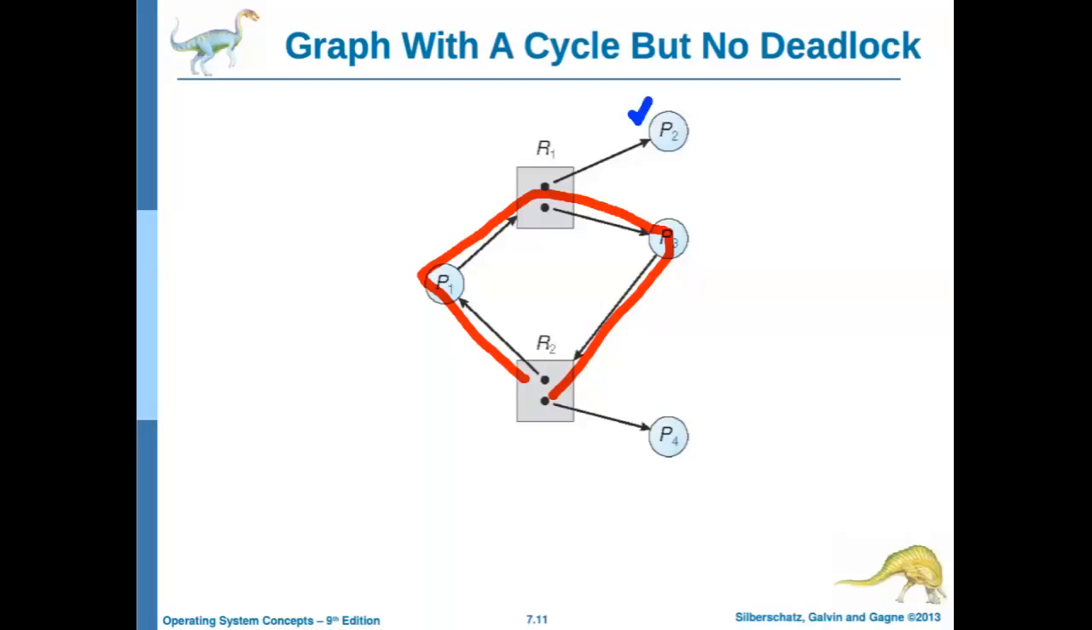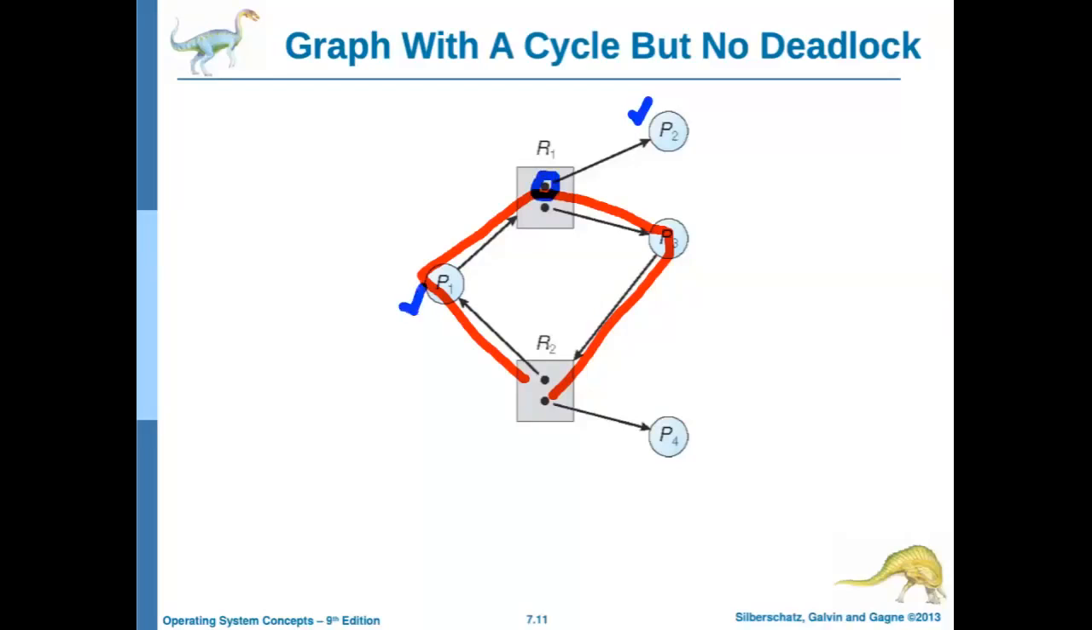Once P2 has finished this instance, maybe it will be taken by P1, then P1 will continue, right? Then this will be made available because once P1 is finished, this resource becomes free, Resource type R2, right? And once this is free, maybe P3 can also continue. So this is not deadlock.